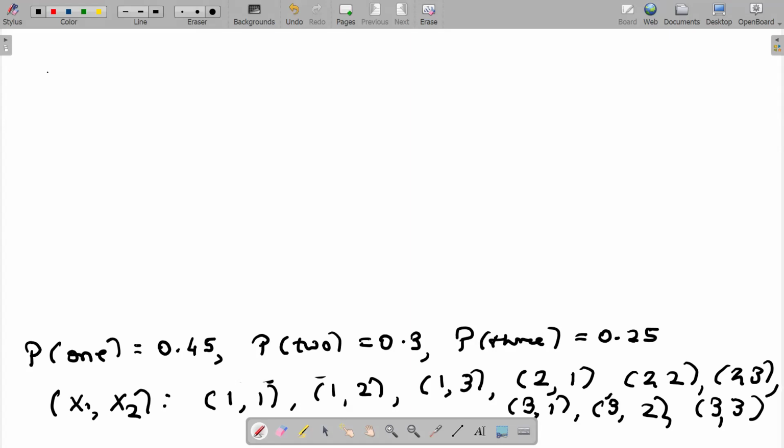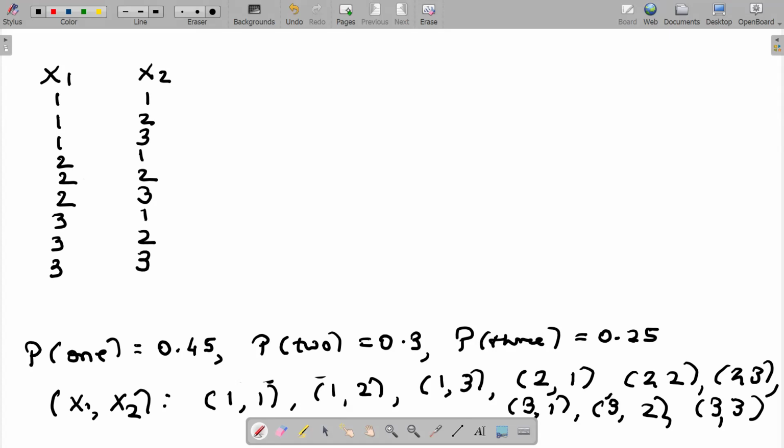Okay, so we have the values of X1 and X2. X1 X2 values can be as follows: 1, 1, 1, 2, 1, 3. Then we have 2, 1, 2, 2, 2, 3. Then we have 3, 1, 3, 2, 3, 3. The corresponding probabilities will be as follows.